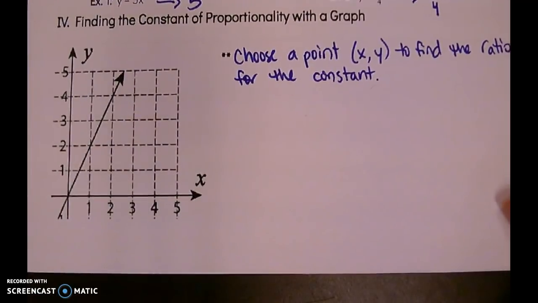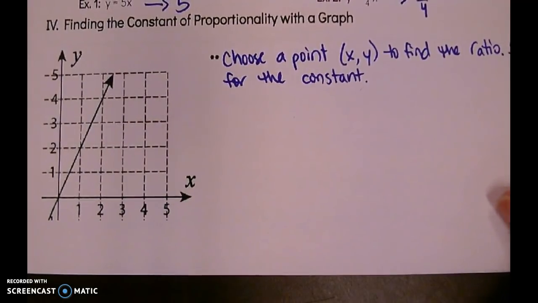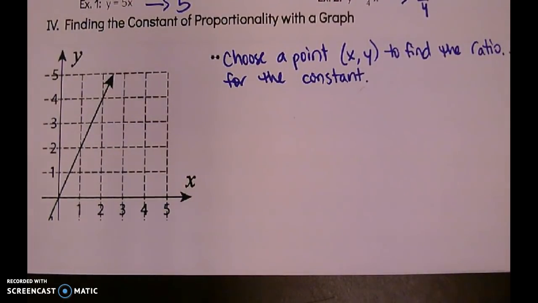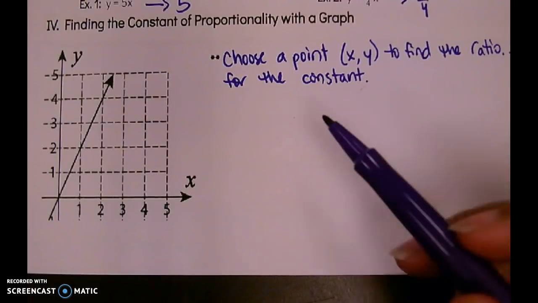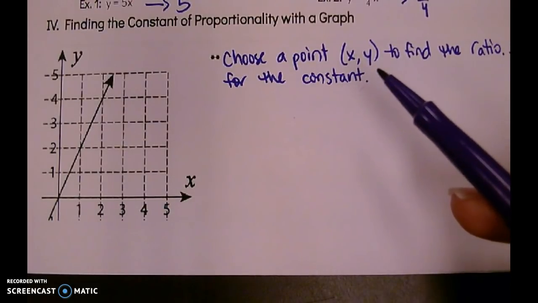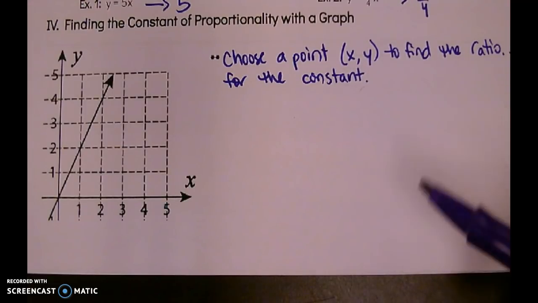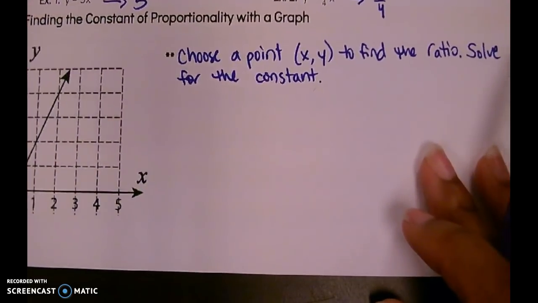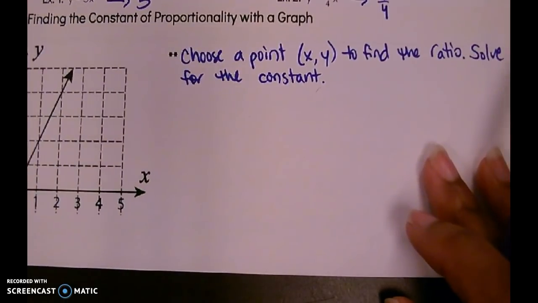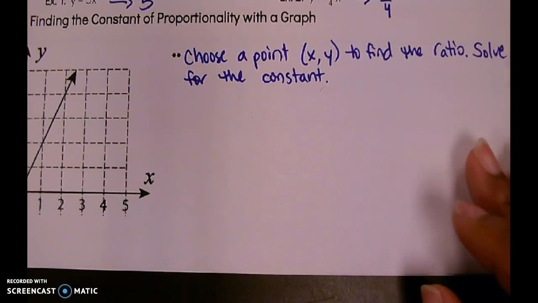Now, when we're looking at graphs and we're asked to find the constant of proportionality within a graph, you always want to choose a point. Remember, a point consists of an x and a y, where they intersect on the graph, to find the ratio. Then you're going to solve for the constant. I'm going to make this a little bit bigger and then solve with you.